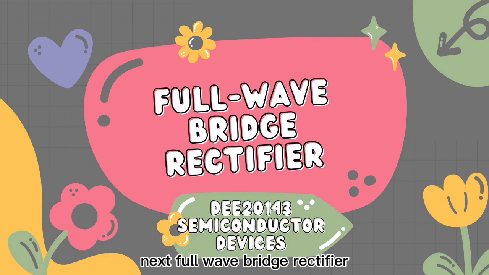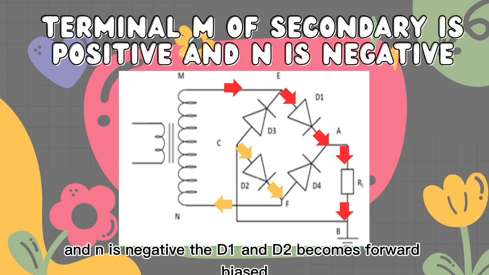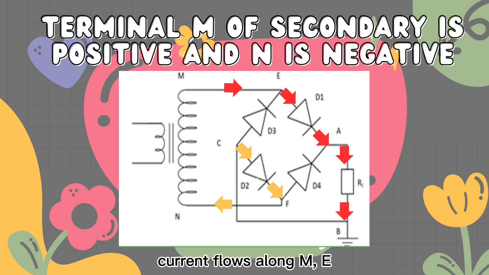Next, the full-wave bridge rectifier. When terminal M of the secondary is positive and N is negative, D1 and D2 become forward biased while D3 and D4 become reverse biased. Current flows along M, E, D1, A, RL, B, C, D2, F and N. This produces a half-wave waveform across the RL.